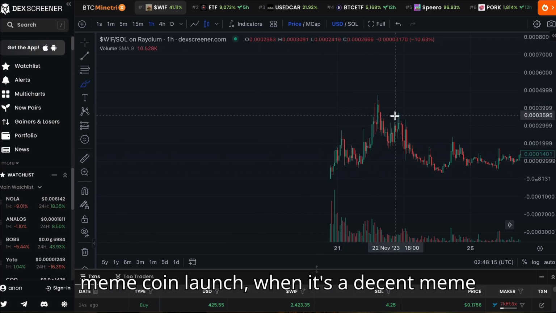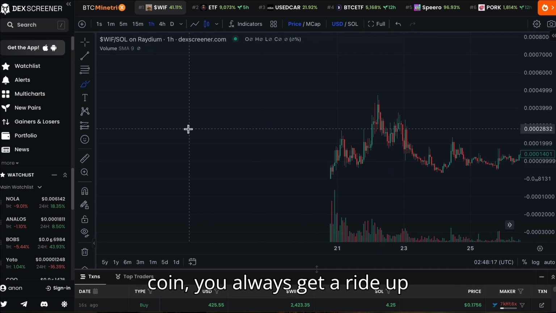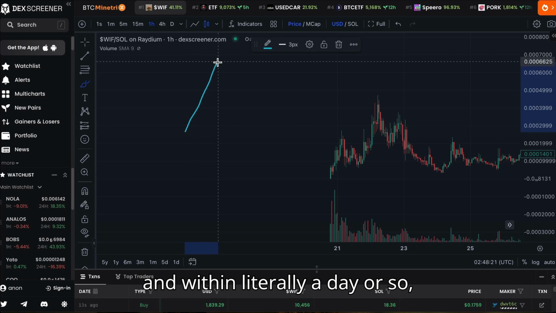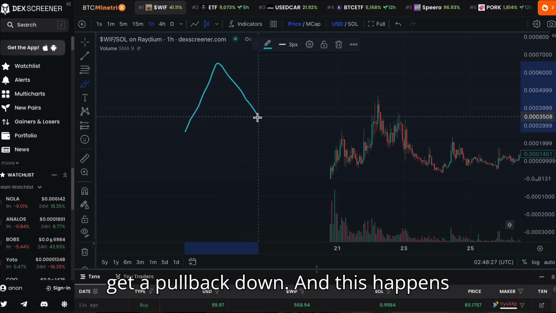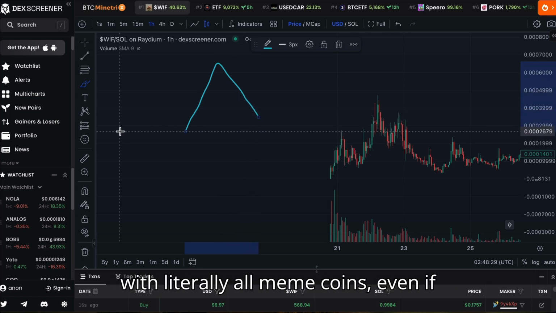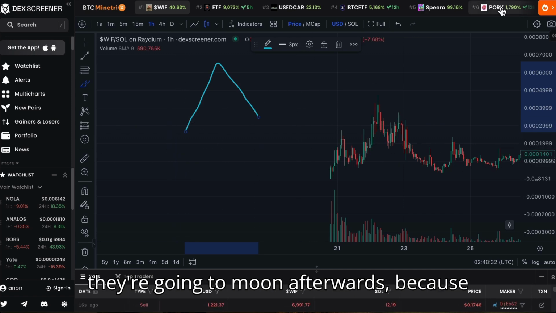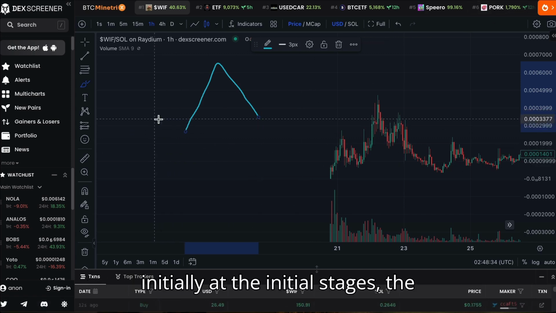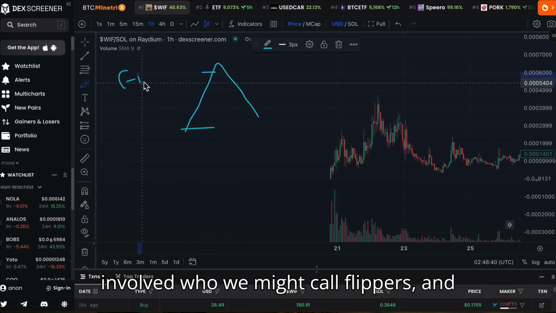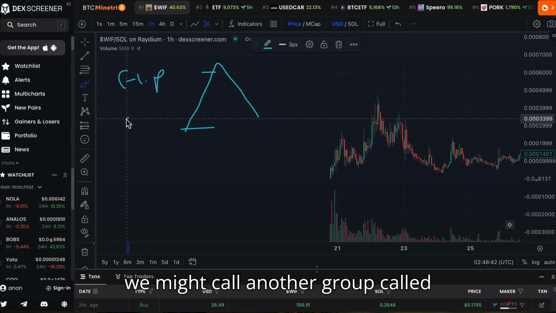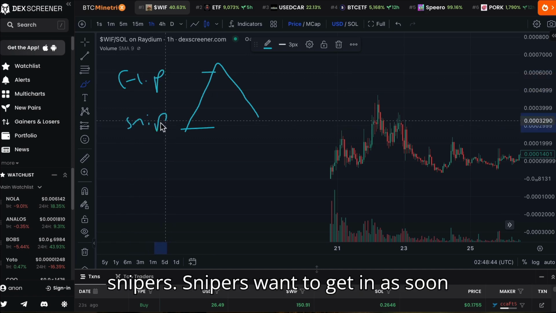Basically, for any meme coin launch, when it's a decent meme coin, you always get a ride up, and within literally a day or so, sometimes within 12 to 24 hours, you get a pullback down. And this happens with literally all meme coins, even if they're going to moon afterwards. Because at the initial stages, the first few hours, you get a lot of traders involved who we might call flippers. And we might call another group snipers.